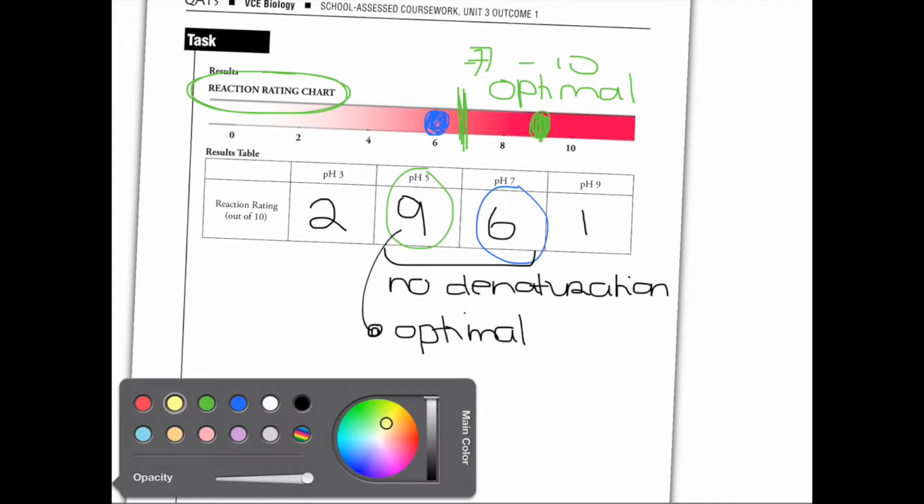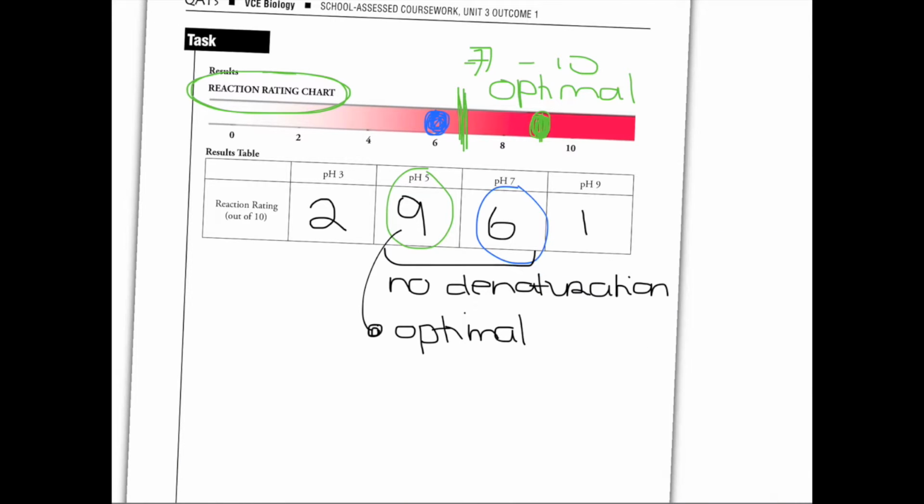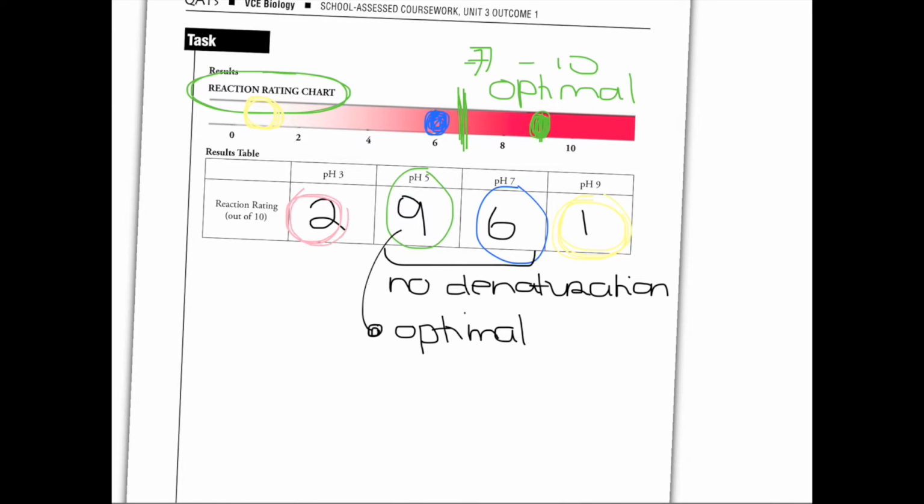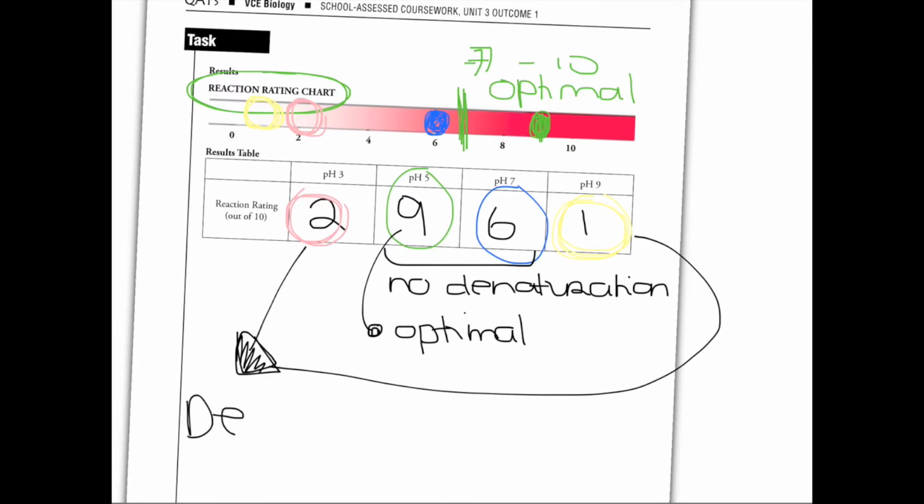Okay. Now, if we have a look at the other ones that we're seeing, we've got a 1. All right, and that comes all the way down here on the scale, so that's quite low. Okay, so I'm almost thinking that we've gone out of the optimal range and we're almost at the state where the enzyme is denaturing. Okay, and then the same here when we look at the 2. Okay, so if we were to be asked about enzymes and whether it was denaturing, we could discuss pH 3 and pH 9.